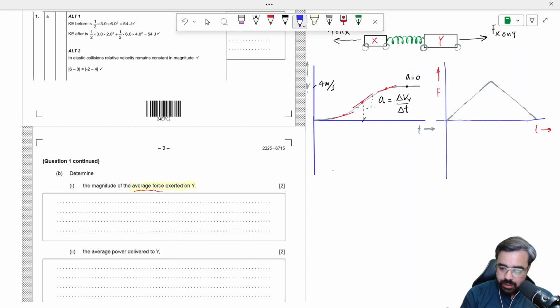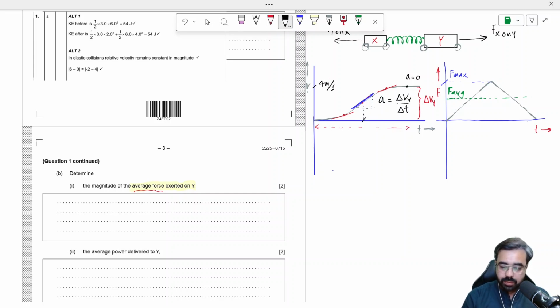Now this, dear students, is the maximum force, although they have not asked about the maximum force. If you had to find it, you would need to find the instantaneous acceleration at this time and multiply it with the mass of y. That will be the maximum force. What they are in fact asking for is the average force. The average force will tell us the total change in velocity of y with respect to the total change in time during the collision.